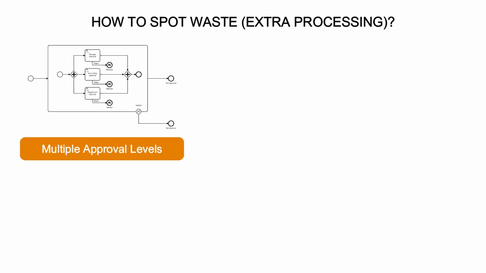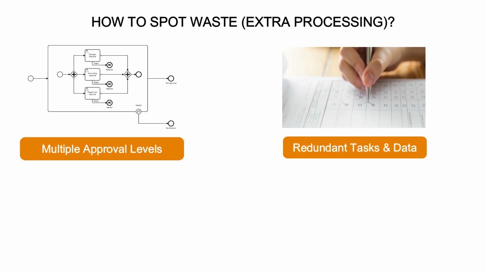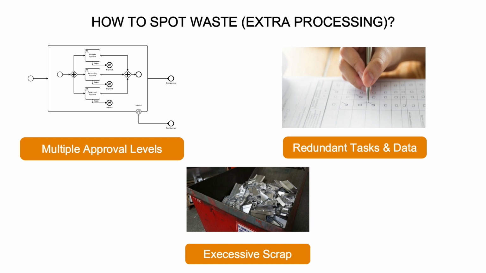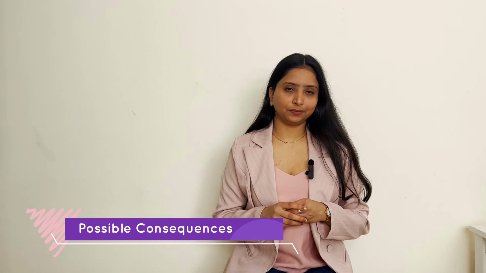Number one, multiple approval levels for a small spending request. Entering same data in more than one place on a form. Excess scrap material that accumulates near the workstation. What are the consequences of extra processing? You will have higher cost of production and material.